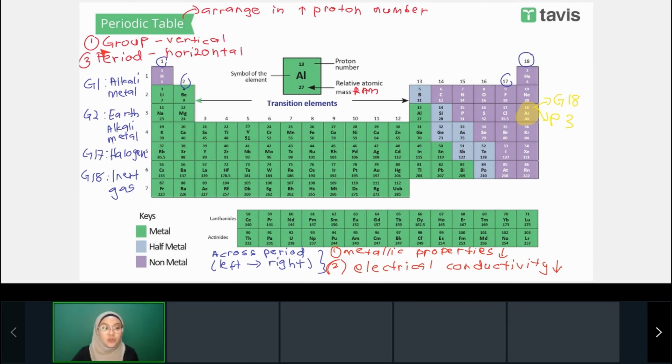Secondly, what is group? The vertical one is group. How about period? Period is the horizontal one. Group 1 belongs to alkali metals. Group 2, alkaline earth metals. Both of these groups are very reactive when we put these elements in water, so it will produce a slight explosion. Group 17 is halogens and 18 is inert gases. Then across the period from left to right, the metallic properties decrease. The electrical conductivity also decreases.